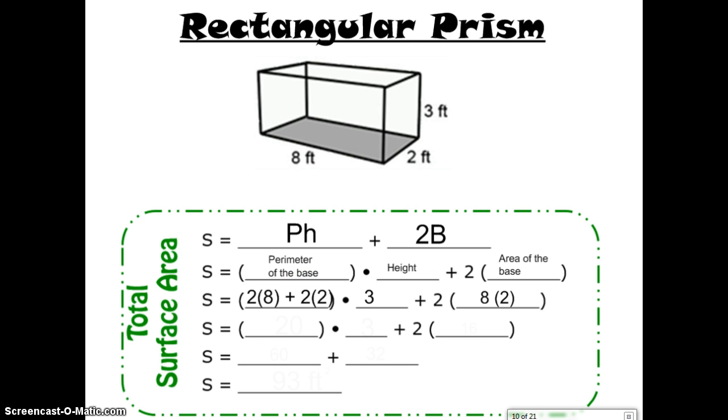We find the perimeter of the base the same way we did in the lateral surface area. So the 20 times 3 we have already done. The area of the base is 8 times 2, which is 16. 20 times 3 is 60, and 2 times 16 is 32. So the area of the 4 lateral faces is 60, plus the area of the 2 bases, which is 32. When you combine those together, you get a total surface area of 92 feet squared. Again, we're talking about area, so we want to make sure we're using units of measurement squared.